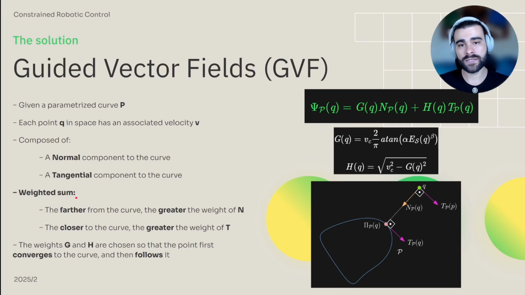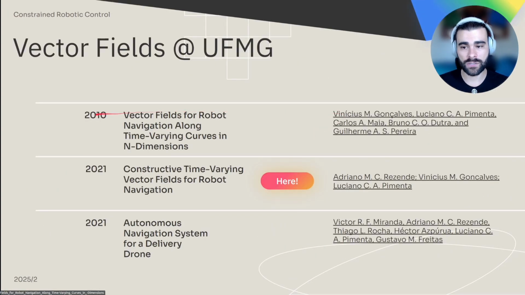We then do a weighted sum using g and h, as we saw here, and in order to understand how these values are calculated, we have to look at the work of both Vinicius in 2010 and Adriano in 2021, entitled respectively Vector Field for Robot Navigation Along Time-Varying Curves in N Dimensions and Constructive Time-Varying Vector Fields for Robot Navigation. One paper that has been published using exactly this idea and this algorithm is entitled Autonomous Navigation System for a Delivery Drone, which I am one of the co-authors.